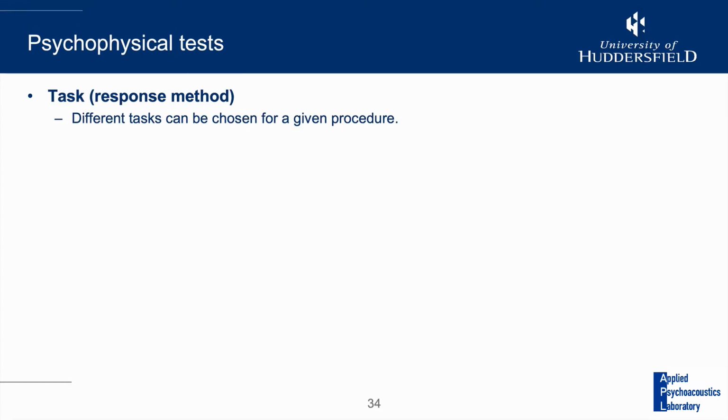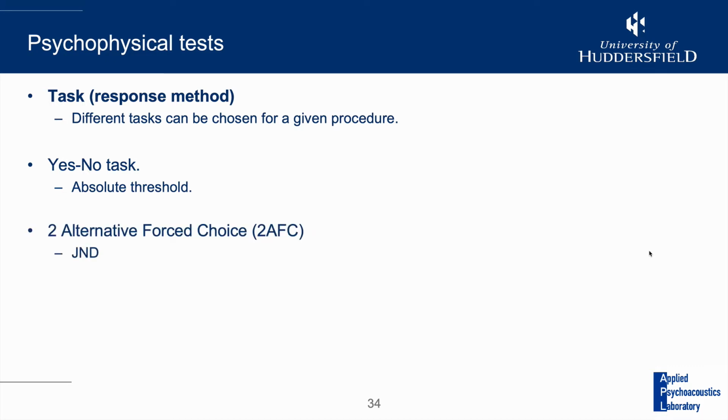For a given test procedure, different types of tasks can be chosen to elicit the subject's response. For example, a yes-no task is typically used to estimate an absolute threshold, where the subject is asked whether they heard the signal or not. The 2AFC, two-alternative forced choice method, is also a popular method used for estimating just noticeable difference in auditory psychophysical experiments.